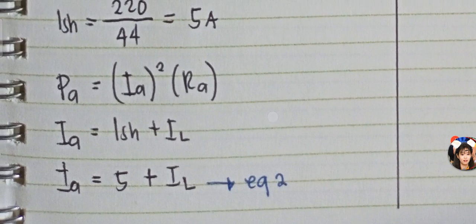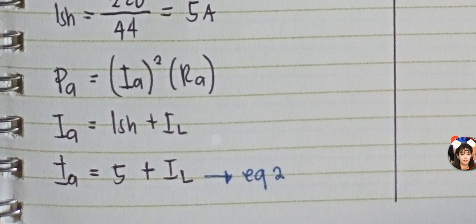Proceeding, PA is equal to IA squared times RA, or the armature power is equal to the armature current squared times the armature resistance. We know that the armature current, using KCL, is equal to the shunt current plus the IL. We now have the value of our shunt current, but still we don't have the value for our IL. So we use IA is equal to 5 plus IL as our equation 2.